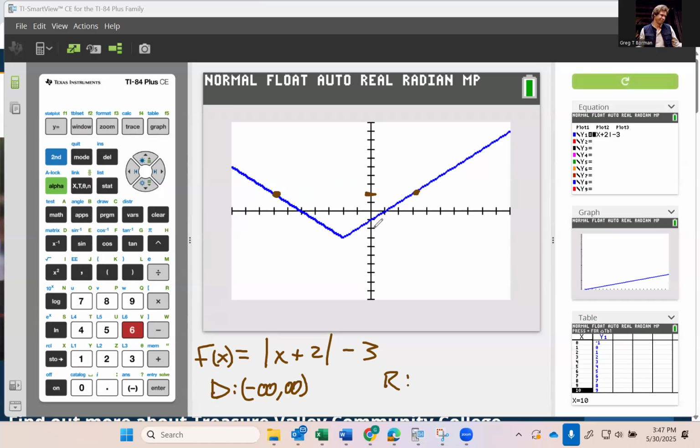How about -2? Does that get used? Yep, there's a point right here that has a y coordinate of -2. How about -9? Does that get used? Nope. The function does not come down that low. So -9 is not in the range. So, for these absolute value functions, the range is never going to be negative infinity to infinity.